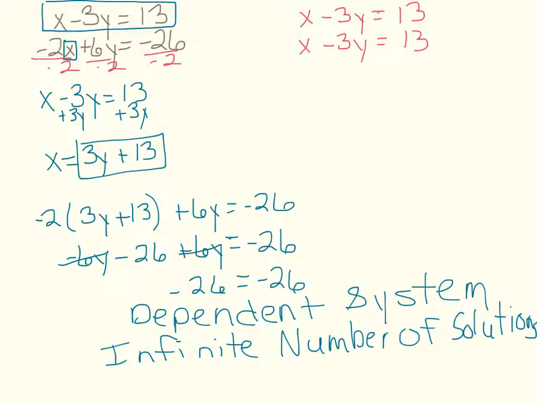If you were to graph them, you would graph the first line and you would graph the second line directly on top of it. That's why we say infinite number of solutions, because every point on that line is a solution. We can't possibly list all of them. But at the same time, the solutions are contained to that line. The points outside of that line would not be a solution. So we say infinite number of solutions. It's not all real numbers.